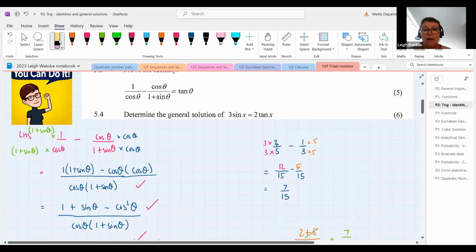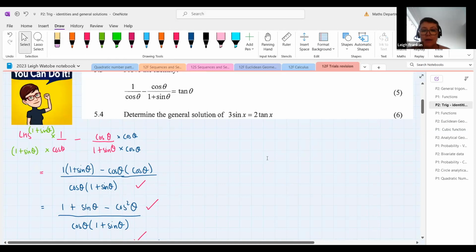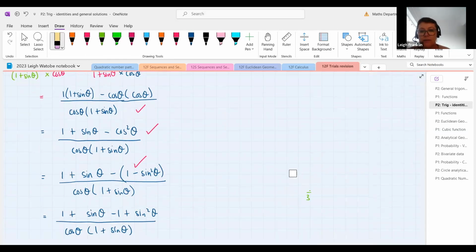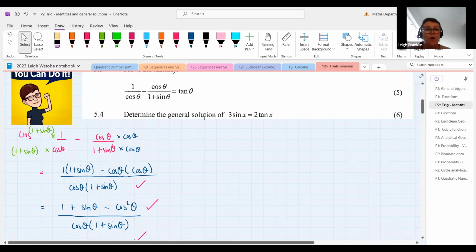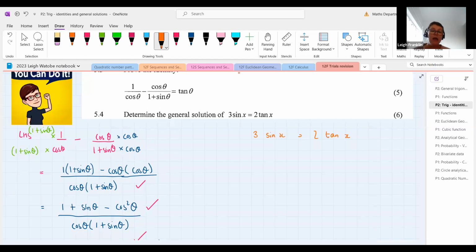This is a big one. Okay, we'll get rid of that and then we'll just write here next to it. Let's just clear some space. Okay, cool. All right, so now they want us to determine the general solution of 3 sine x equals 2 tan x. Okay, so now we're doing a general solution. We're not doing an identity, we're doing a general solution. So we are going to have an equal sign all the way down the center, and whatever I do to one side, I'm going to do to the other side.